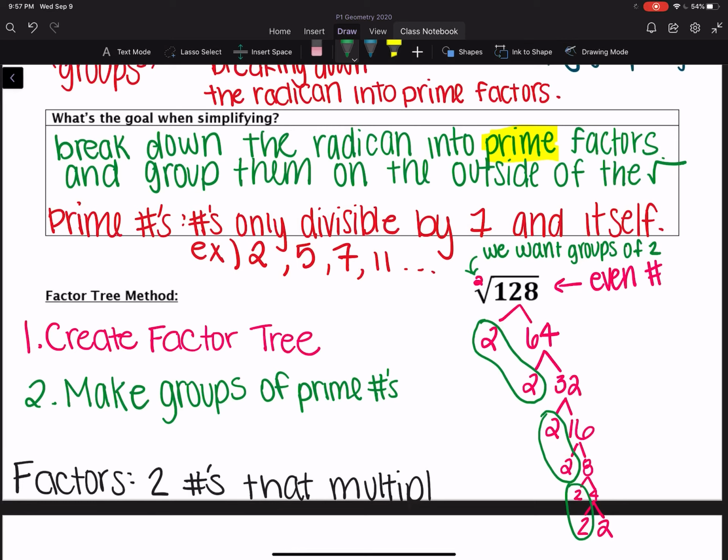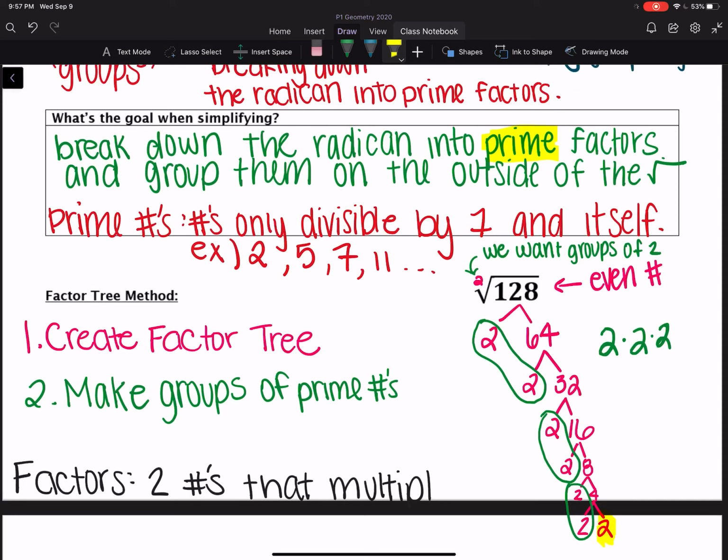Now that I've created my groups, right, I have one group of 2. So I'm going to write a 2. I have another group of 2, so I'm going to multiply it by 2 again. And I have a third group of 2 that I'll multiply. Okay. If you notice here, though, I've got an extra 2 that's left out, right? Because I can't group it with anything else.